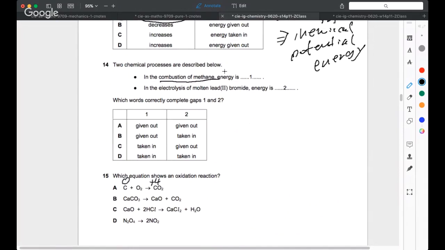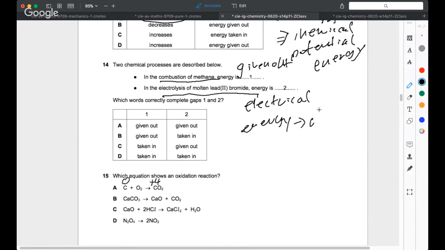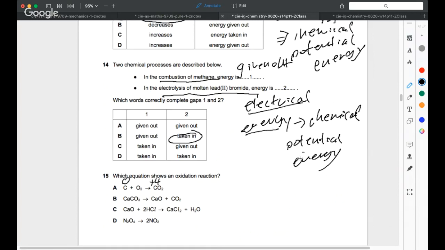So combustion of methane, it is an exothermic reaction. So energy is given out. So electrolysis, you are converting electrical energy to chemical potential energy. So not heat. So you are taking electrical energy in to convert it to chemical potential energy. So the right answer will be B.